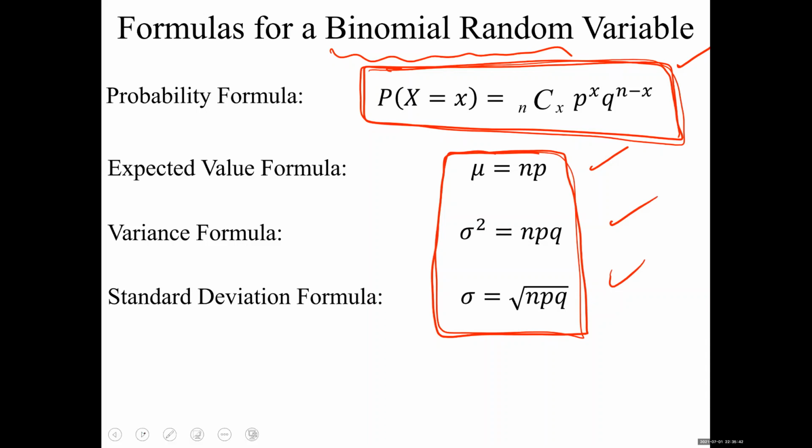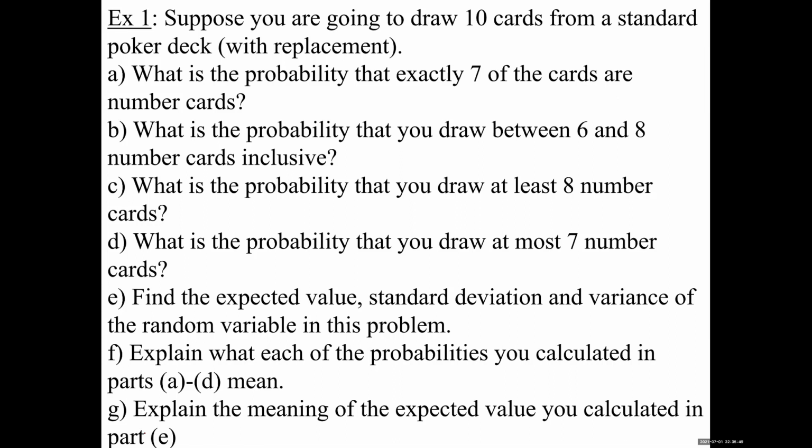And on that note, let's do a problem. Example 1, let's see what it says. Suppose you are going to draw 10 cards from a standard poker deck with replacement. Part A says, what's the probability that exactly 7 of the cards are number cards? Just reading the top sentence and then part A lets me know it's a binomial problem.